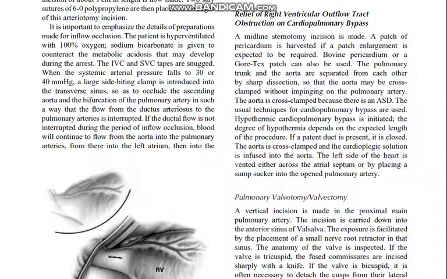Relief of right ventricular outflow tract obstruction on cardiopulmonary bypass. A midline sternotomy incision is made. A patch of pericardium is harvested if a patch enlargement is expected to be required. Bovine pericardium or a Gore-Tex patch can also be used.